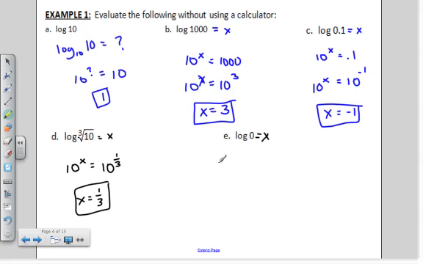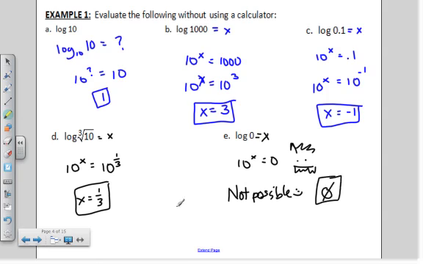Equals x. So 10 to the x equals 0. We can't have that because 10 raised to any power is going to be at least some kind of number, not 0. 10 is a positive number. If you raised 10 to the negative 378 million, it would still be a positive number. So we have no solution to that. Not possible. So we just say that that's undefined. And the real way to think about this is, what number could we actually raise 10 to give us 0? Nothing. It just can't happen.